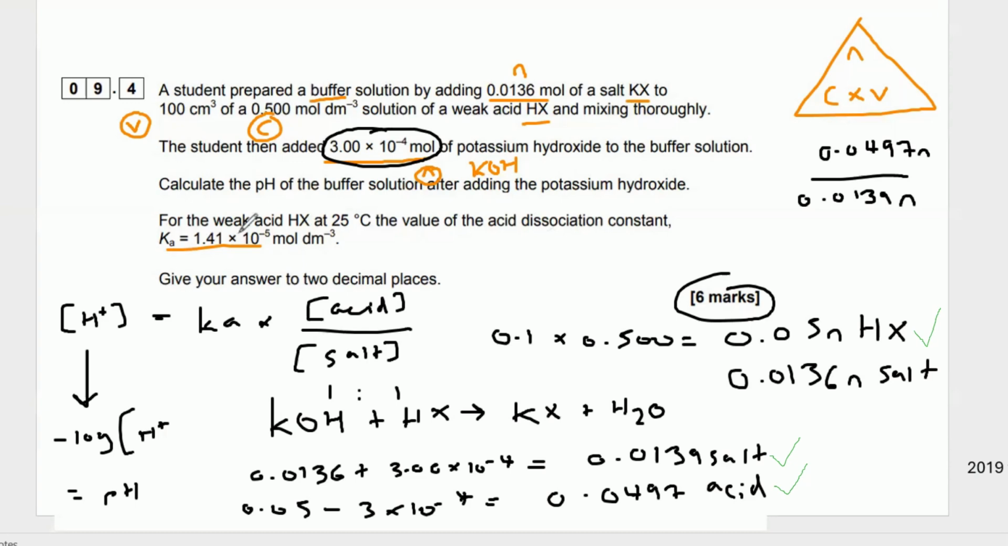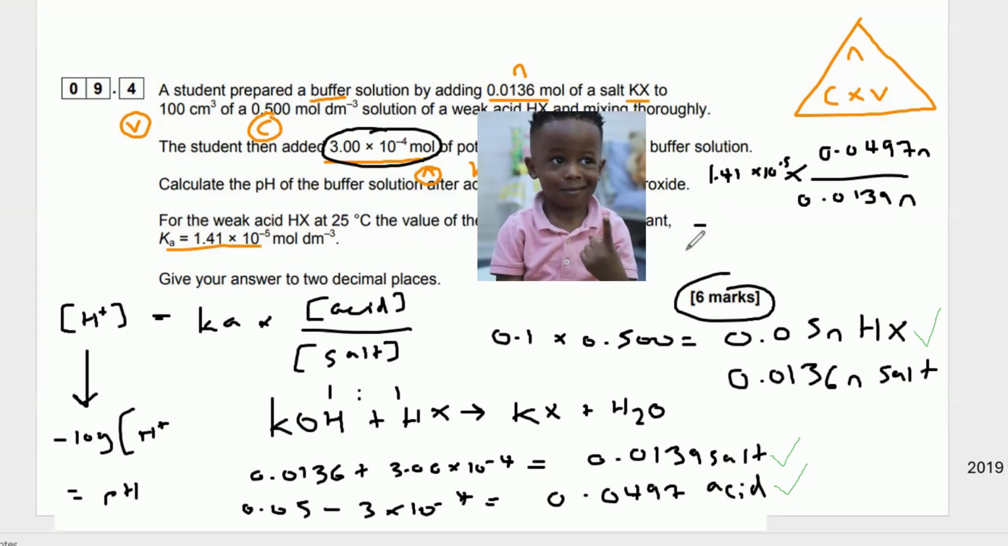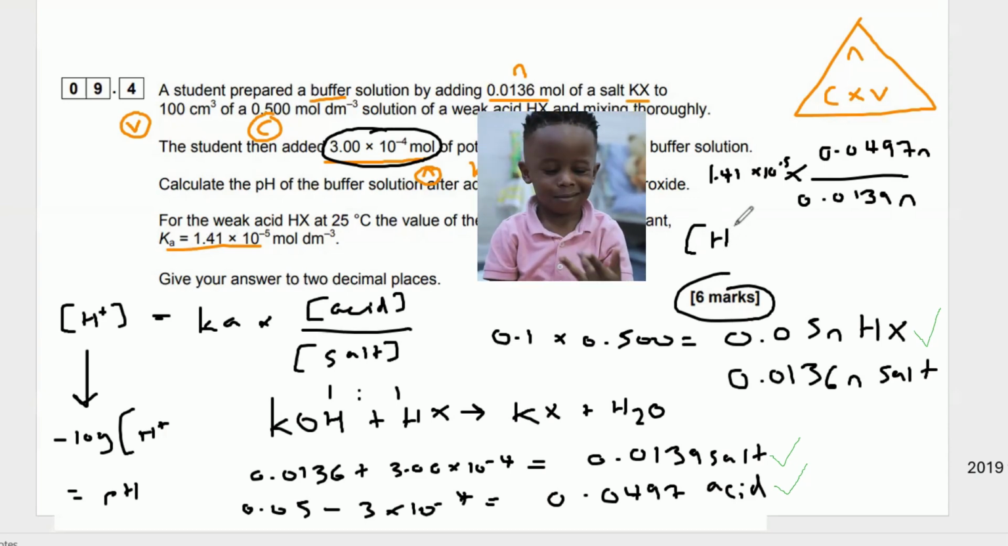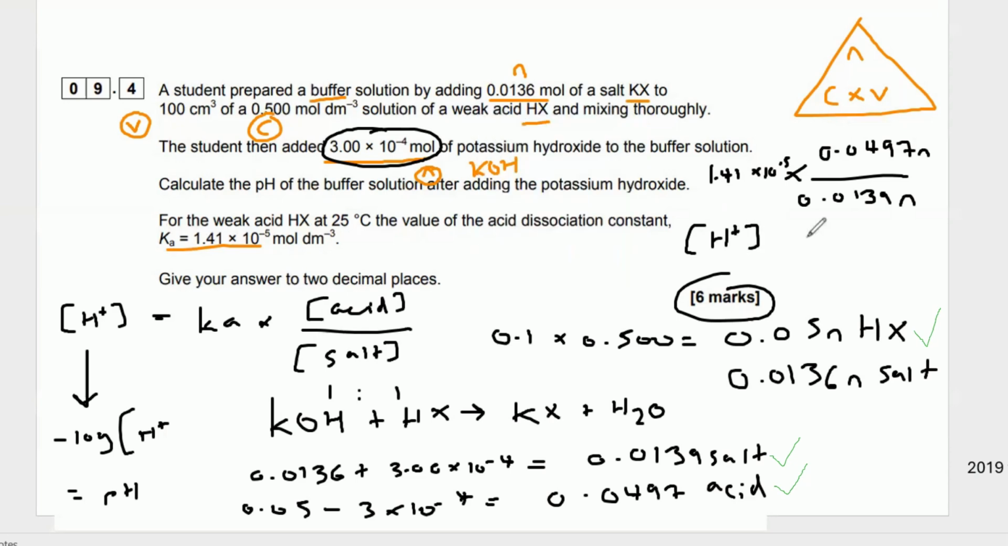I want to times it by the Ka. So I want to go 1.41 times 10 to the minus 5, and I'm going to multiply that by my new salt and acid concentration. And we are going to whack that in the old calculator, and we're going to get a hydrogen ion concentration of 5.04 times 10 to the minus 5.